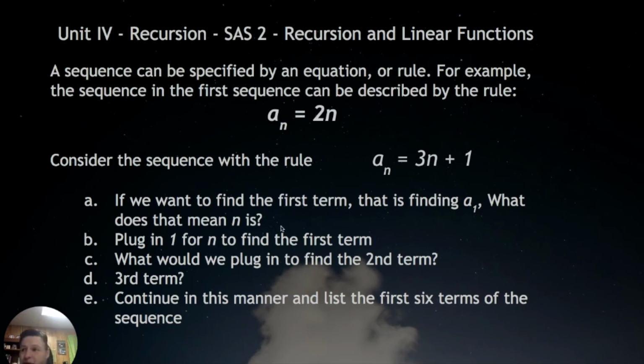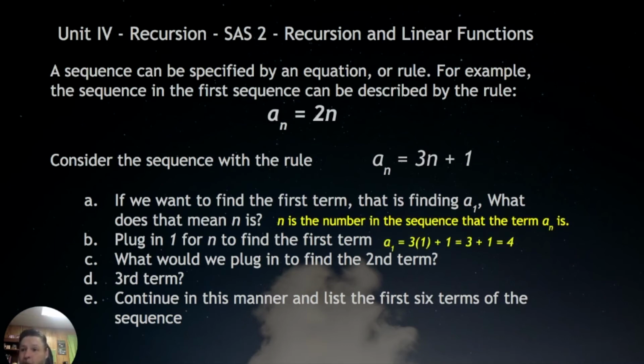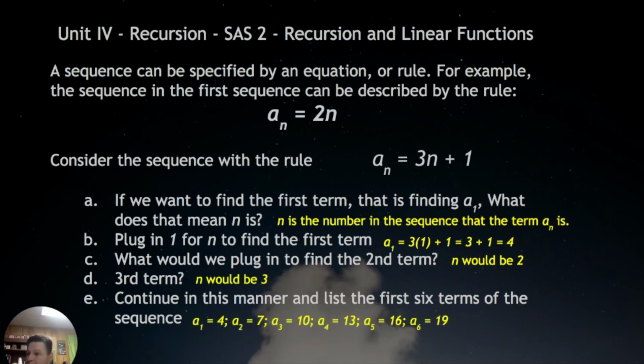Now, that's exactly what we're doing here. n is the number in the sequence. That is the term A subscript n is. A subscript 1 equals 3 times 1 plus 1, or 3 plus 1, which equals 4. What would we plug in to find the second term? n would be 2. Third term, n would be 3. The first 6 terms are this. A subscript 1 is 4, A subscript 2 is 7, 10, 13, 16, and 19.